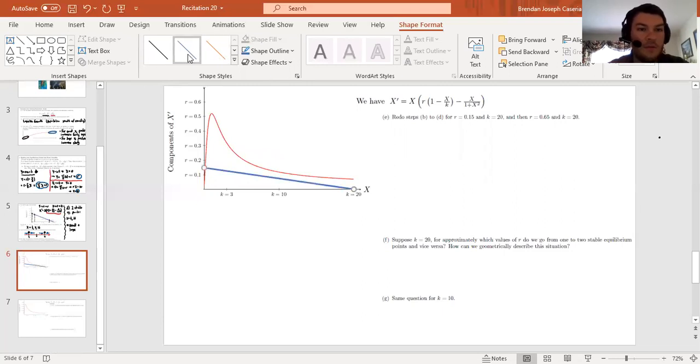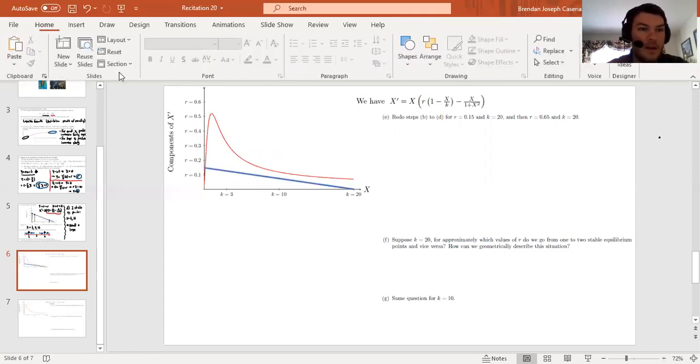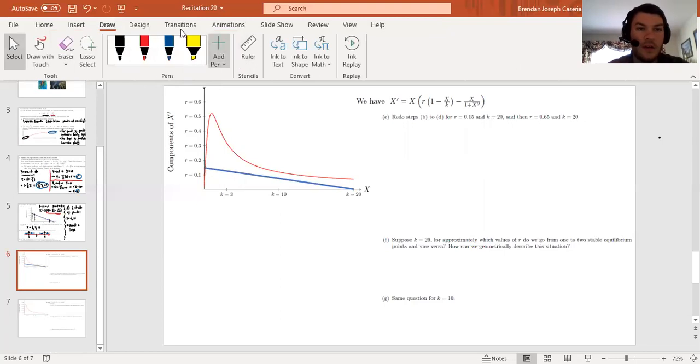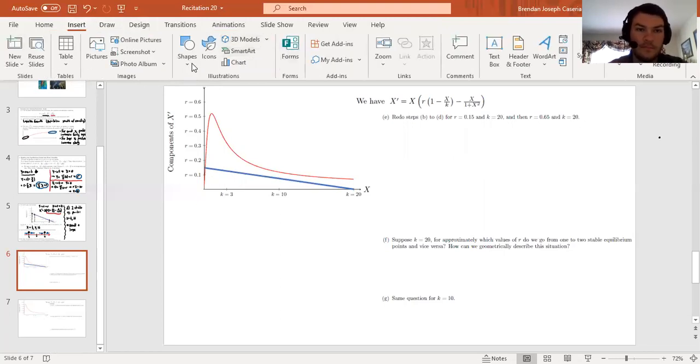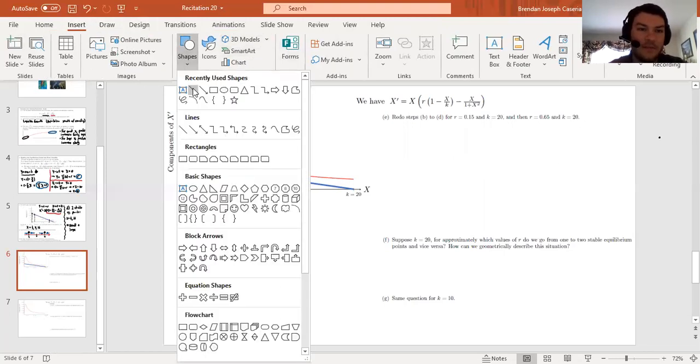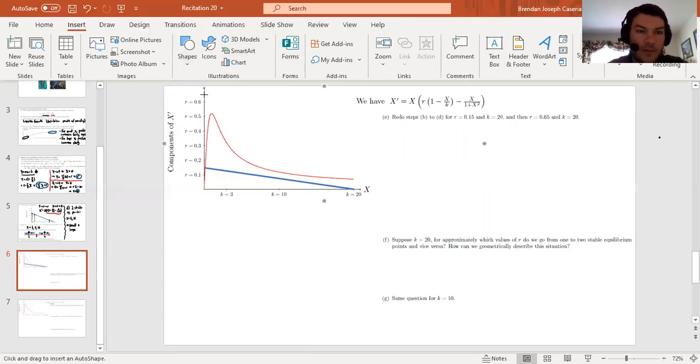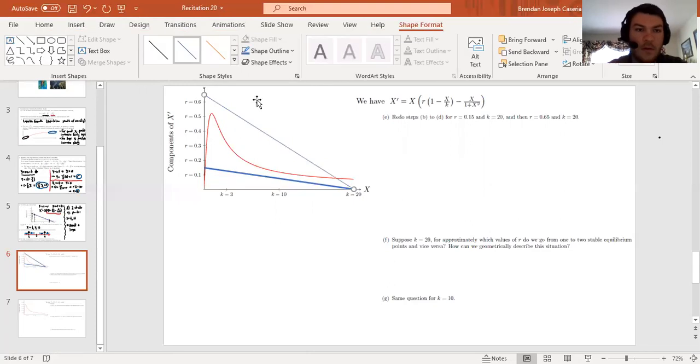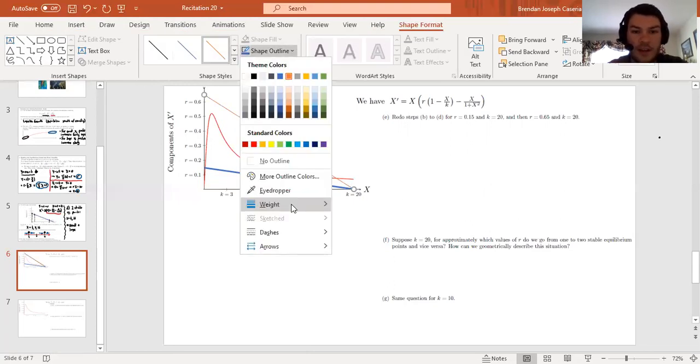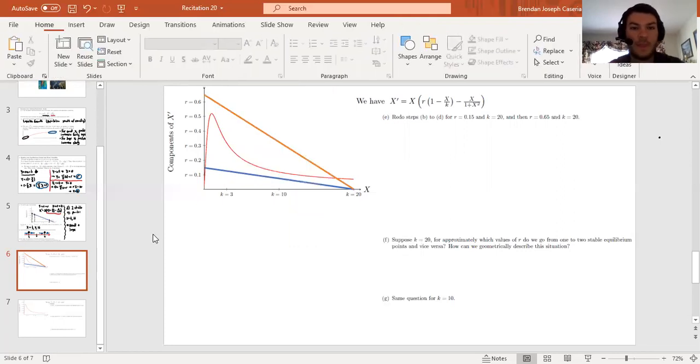And then we want another line at 0.65. So that'll be all the way up here. And we'll make that orange, and we'll make it thick again. Okay. So we have our 2 lines. So I'll do 0.15 and k equals 20 down here.